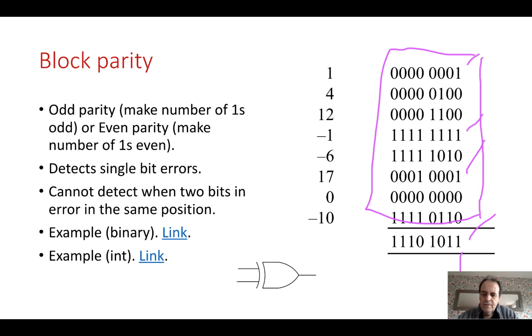So it's 1 plus 1 plus 1 equals 1. Okay, and we're defining this as even parity. So if we add a 1 to the end of that block, then we're making it even parity. The great thing with this is that we can build this up purely with exclusive OR gates.